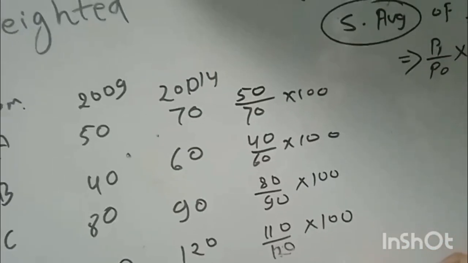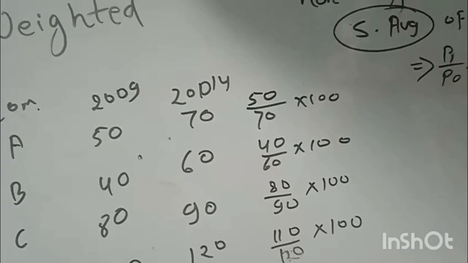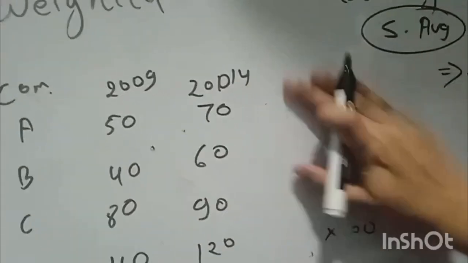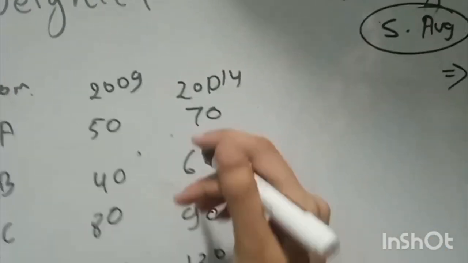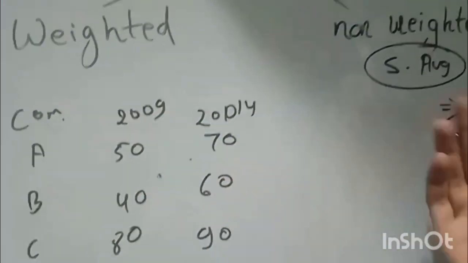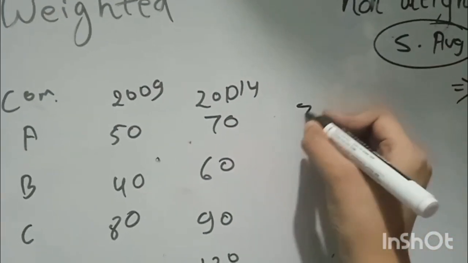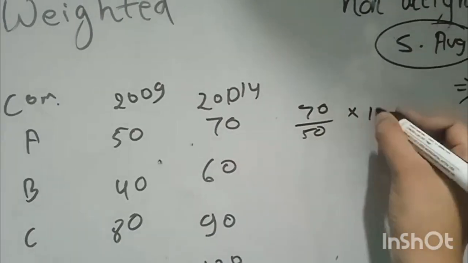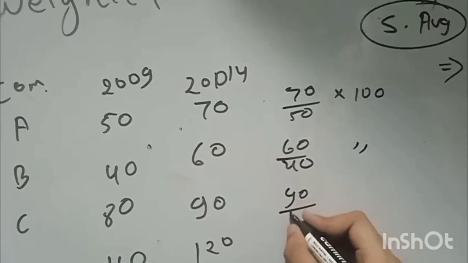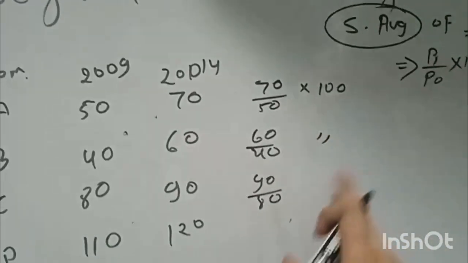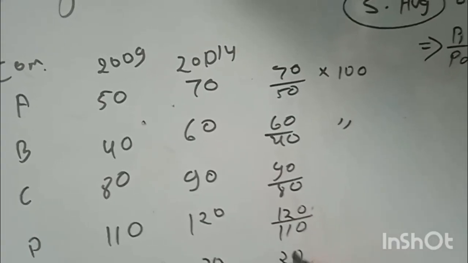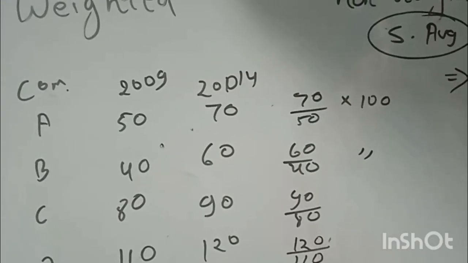Oh my god, actually we made a mistake. These types of mistakes you have to avoid while giving your exams. I accidentally wrote the quantities of base year in the numerator, but okay, no worries. Into 100, 60 upon 40, 90 upon 80. You don't have to do this, just because it will take more time, that's why I'm doing it. So 20 upon 20 into 100.